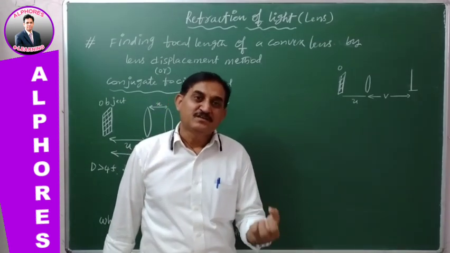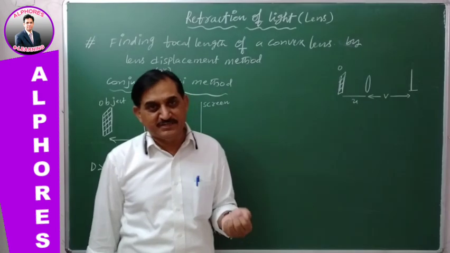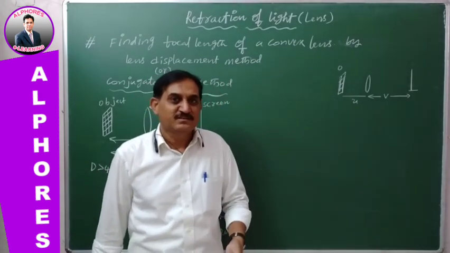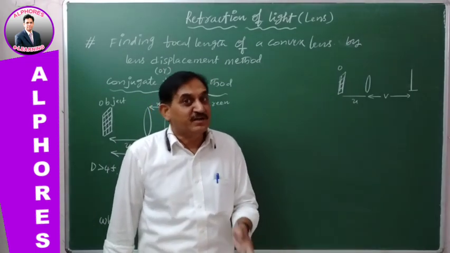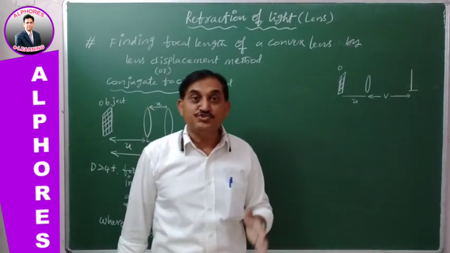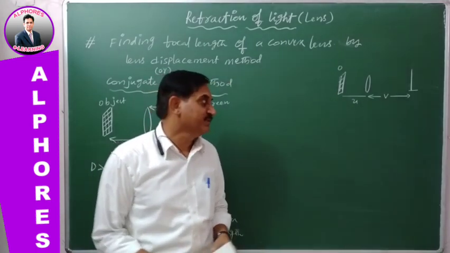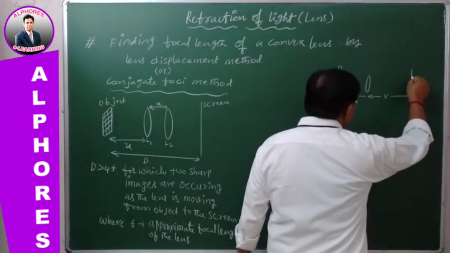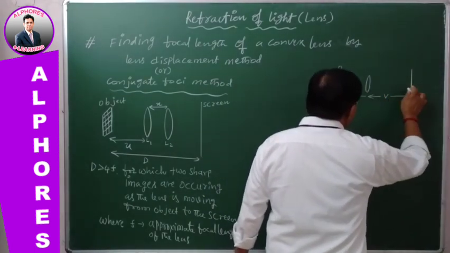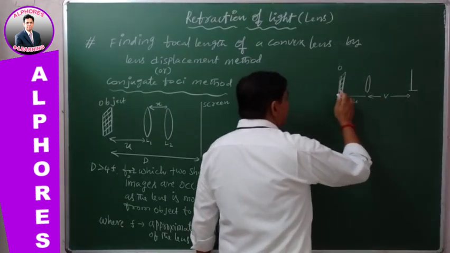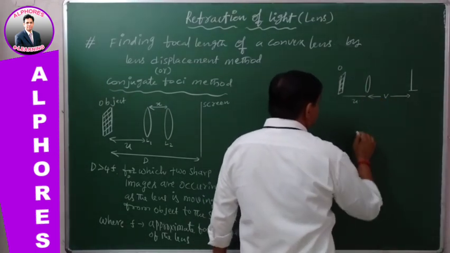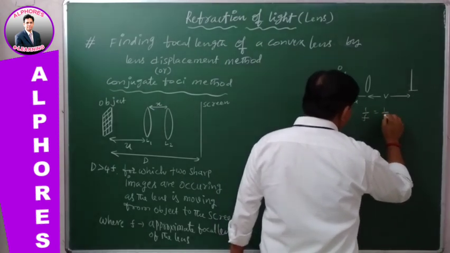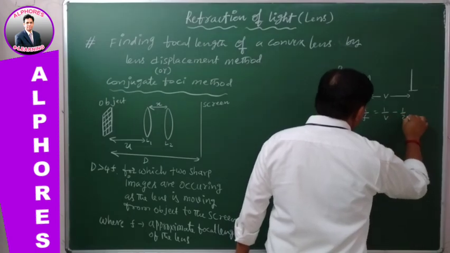And which image? A real and sharp image is obtained on the screen, for which the screen is to be moved and adjusted in order to find the sharp image on it, right? So suppose a sharp image is obtained on the screen; the lens to screen distance is the image distance and object to lens is the object distance. Then the focal length can be found using 1 by f is equal to 1 by v minus 1 by u.